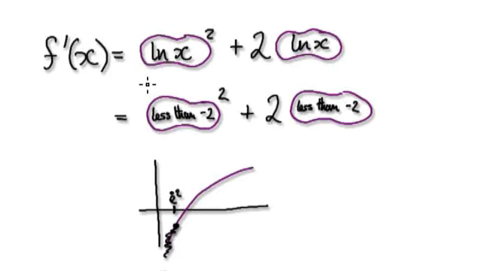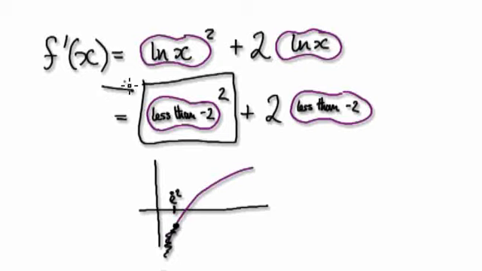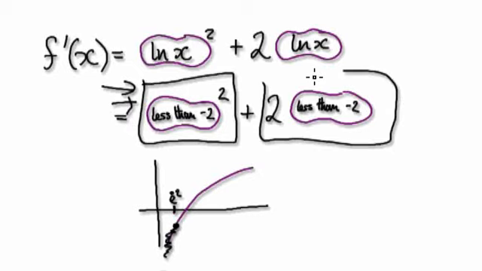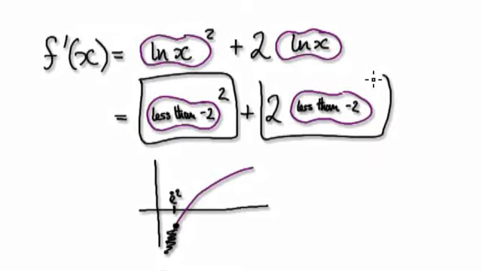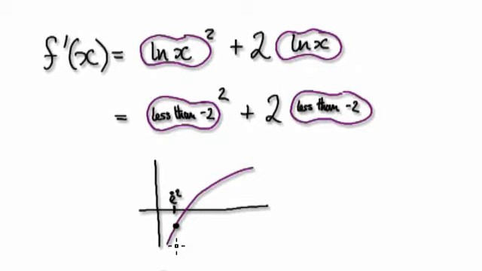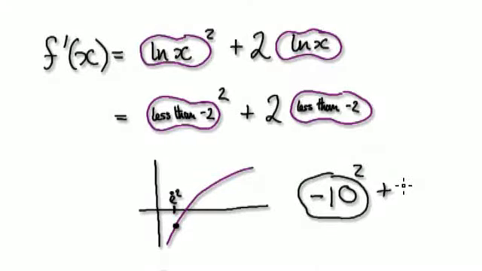When the log of x is less than minus 2, squaring it will give something bigger than multiplying it by 2. So in this region, this thing when you square it will be bigger than this thing when you times it by 2. So for example, let's say when x is in this region, the natural log of x is, let's just say, minus 10. So you've got minus 10, you square it, and then you add 2 times minus 10.